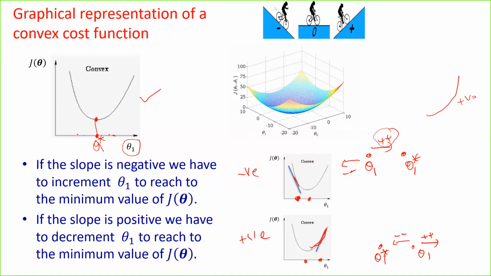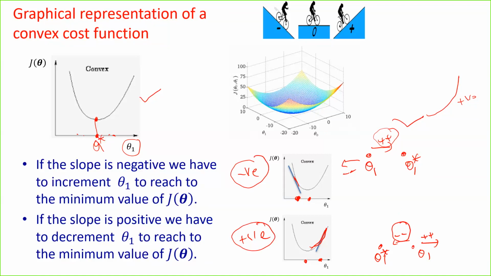Decrement. So it means what? When the slope is negative, we have to increment to reach the optimal point. When the slope is positive, we have to decrement theta 1 to reach the optimal value of J of theta, right? So is that okay if I do that? Does this algorithm look fine?